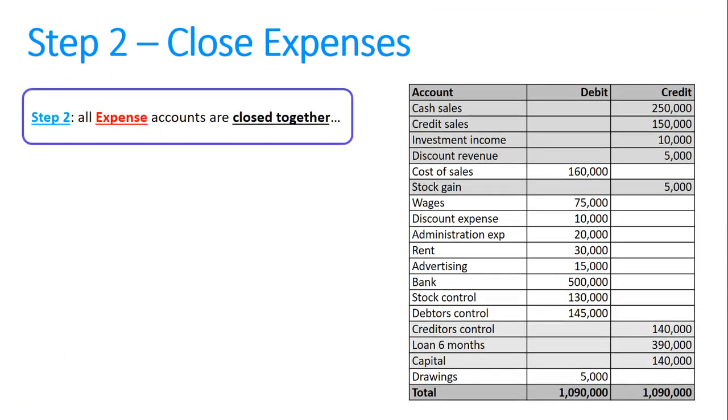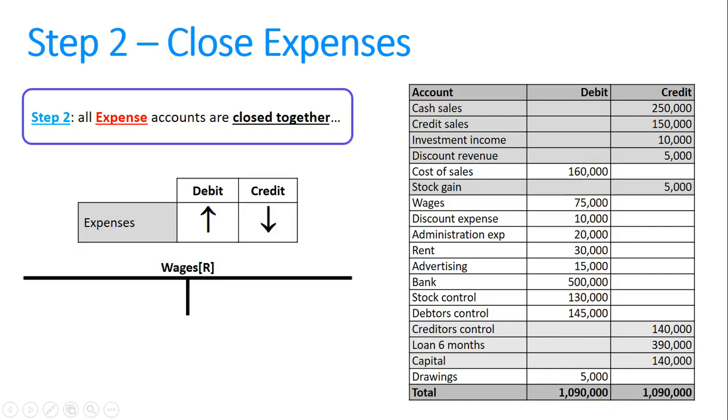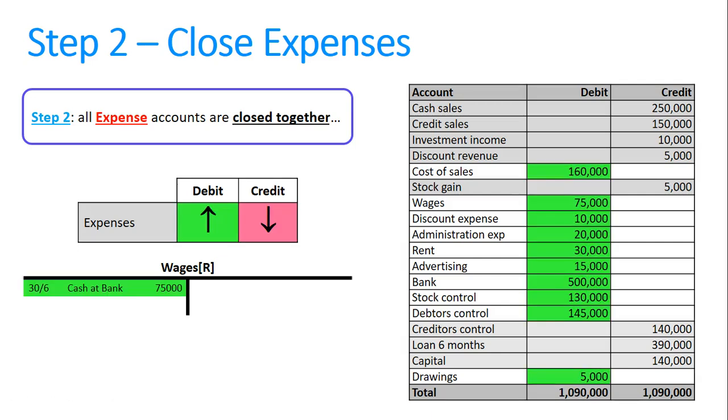Step 2 says close all expenses. So we've already done all the revenues. So what we want to do with our trial balance is tick off the things we've already used. So we've already used cash sales, credit sales, and so on. So tick them off. So it just leaves us with fewer options to choose from. So now we're going to look at expenses. Expenses go up on the debit side. So that means we're only going to choose from the ones in green on the debit side of the trial balance. Looking at the example of wages, so wages went up as a debit of $75,000.